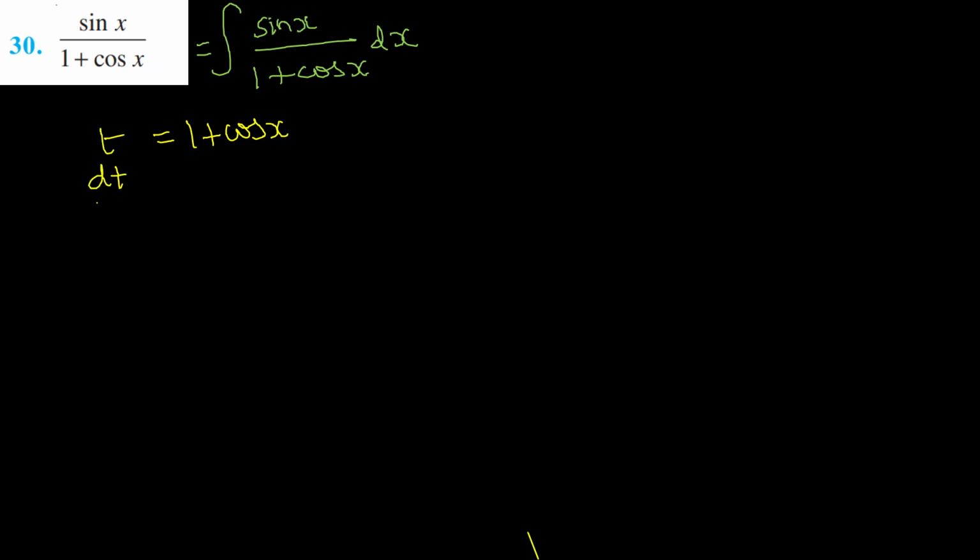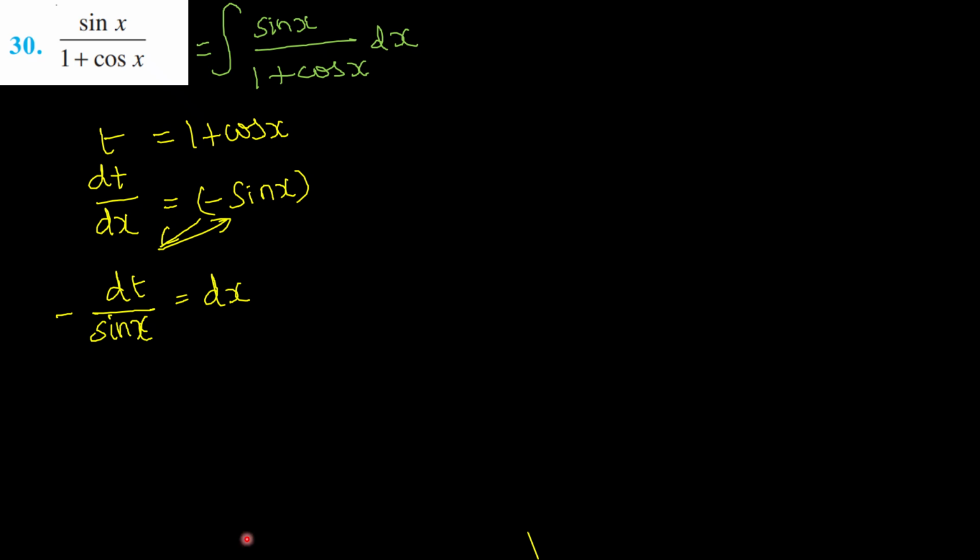Taking derivative with respect to x on both the sides, we get dt by dx equal to derivative of cos x, which is minus sin x. Rearranging these values, we get dx, that is dt by minus sin x, equal to dx.